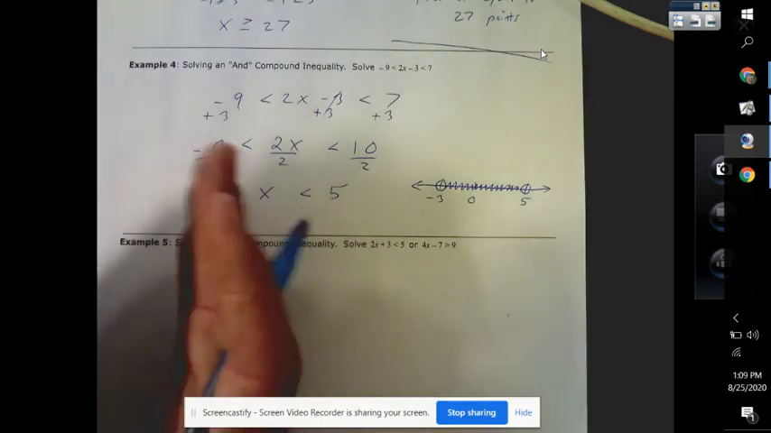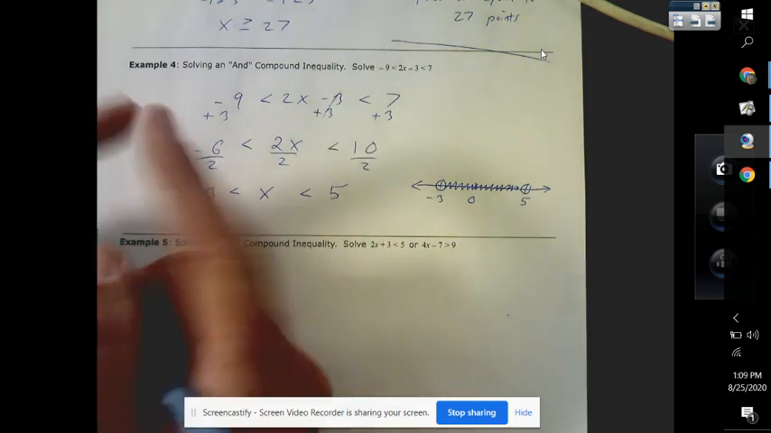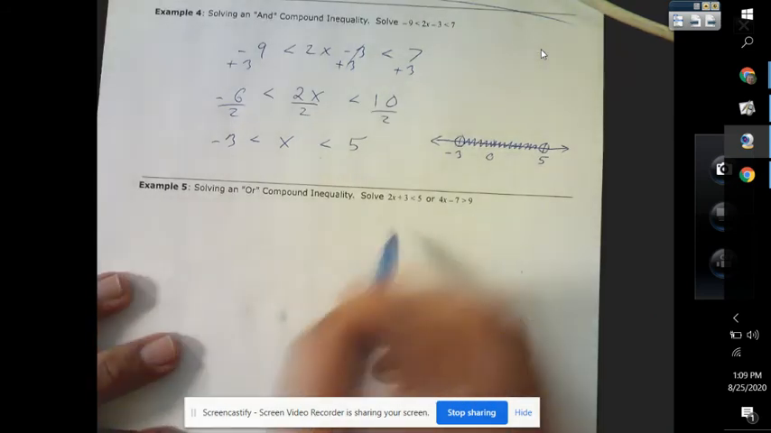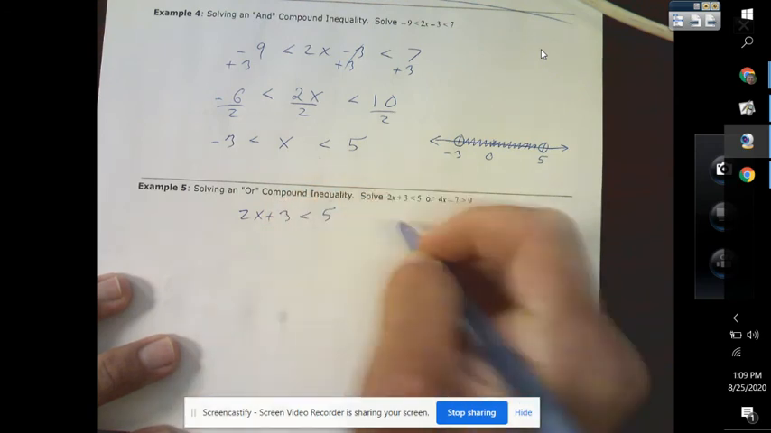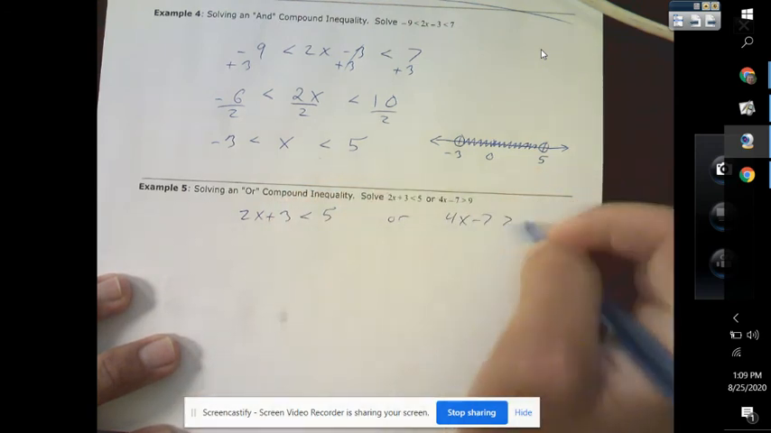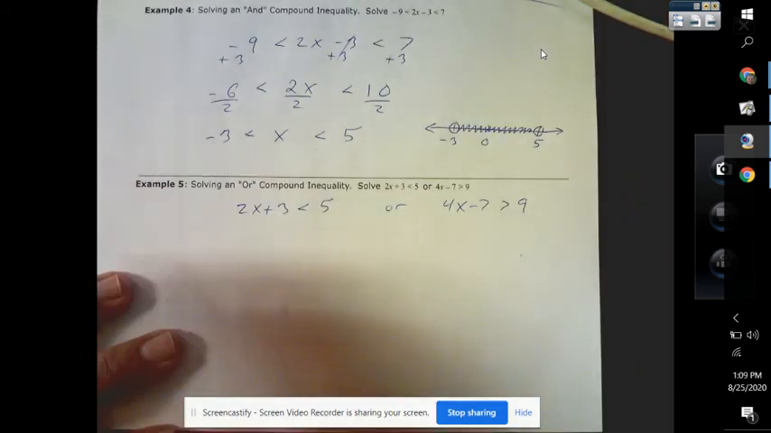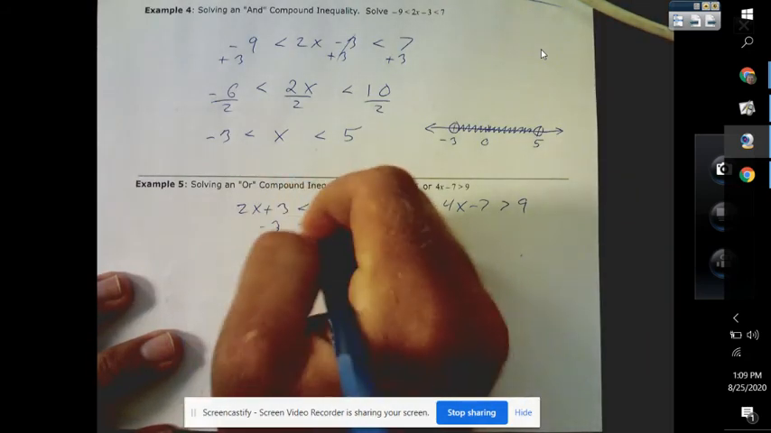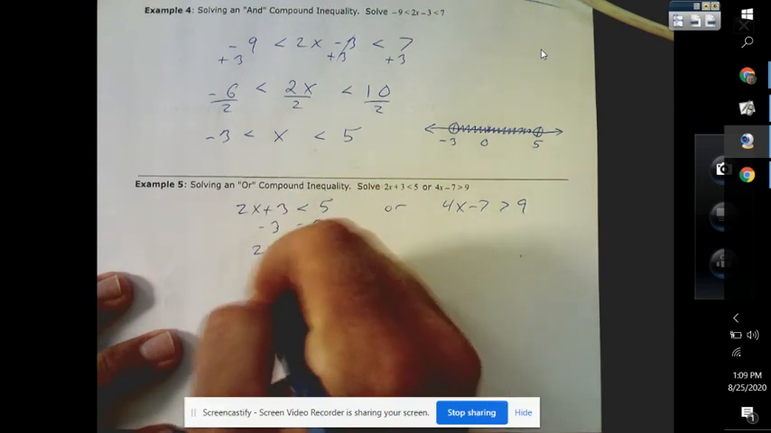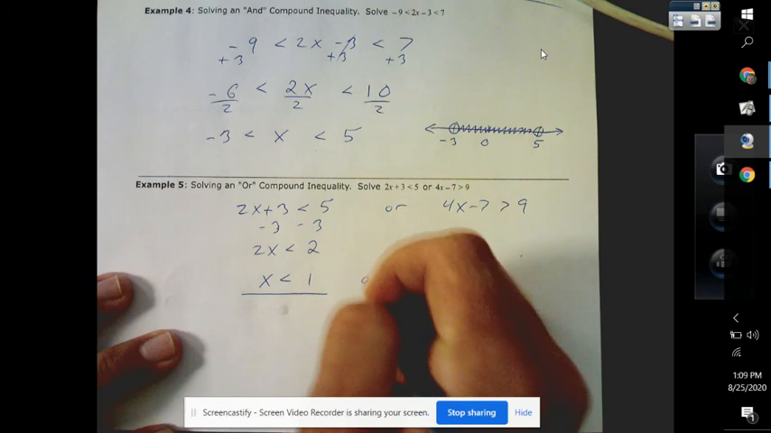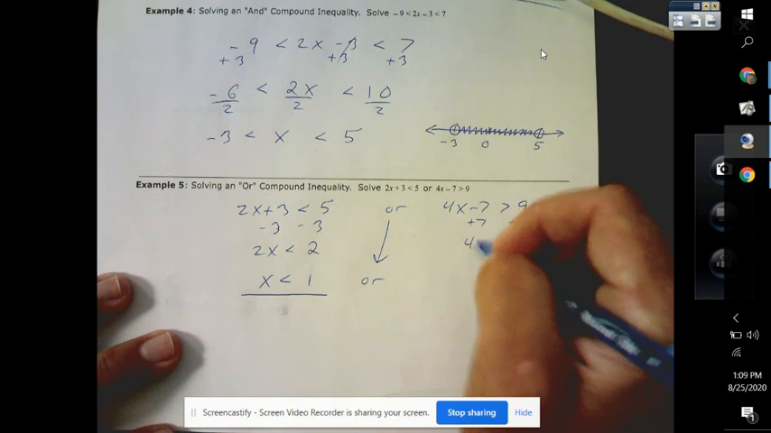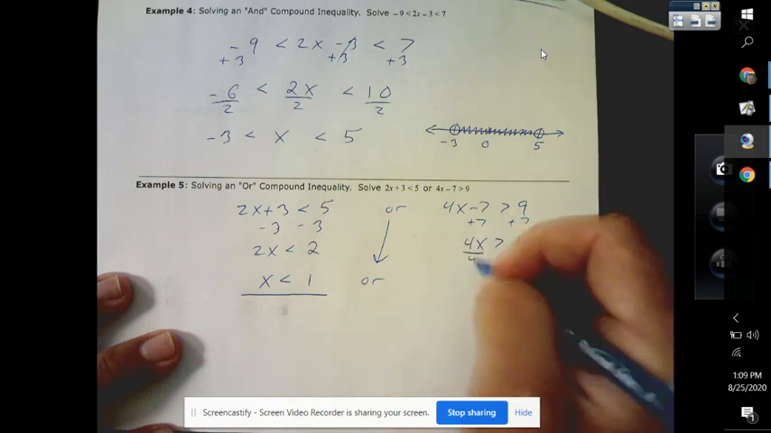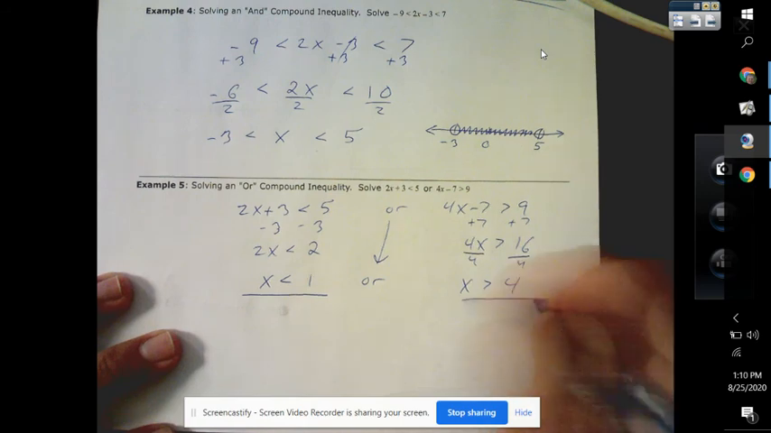So if and meets in the middle, what do you guys think an or would do? Well, please don't overthink it, but instead of going in the middle, they're going to go out. That's all. So here we go. 2x plus 3 is less than 5, or 4x minus 7 is greater than 9. So we're going to solve each one separately, right? So -3, 2x is less than 2, divide by 2, x is less than 1, or, okay, I'm just bringing this down, add 7, 4x is greater than 16, divide by 4, x is greater than 4, okay?